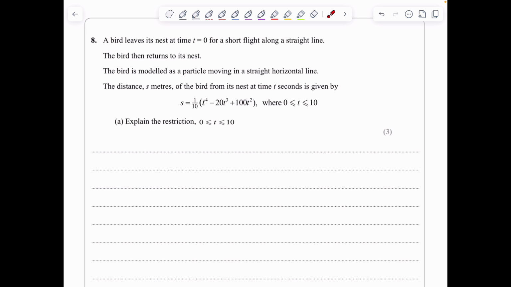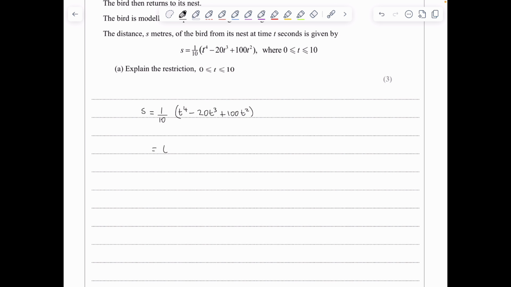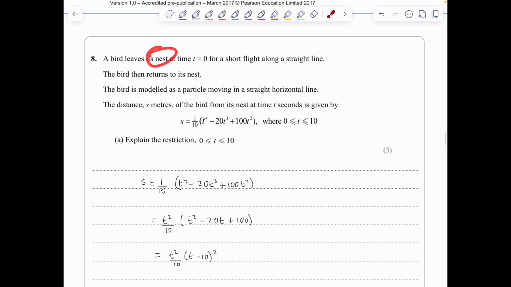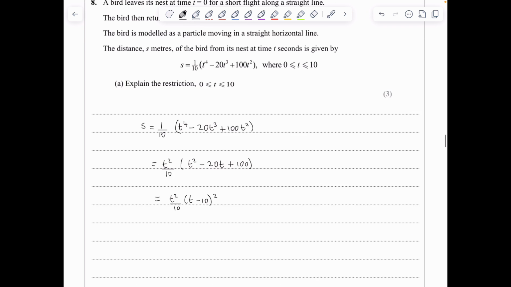So starting with the expression for s in terms of t, we notice that we can factor out the t squared. So we're looking at t squared over 10, and within the brackets we've got t squared minus 20t plus 100. So this further factorizes into t squared over 10 times (t minus 10) all raised to the power of 2. Now, since we are modeling the journey of the bird as it leaves the nest and then returns to the nest, let's investigate the values of t when s is 0, so when the bird is at the nest.